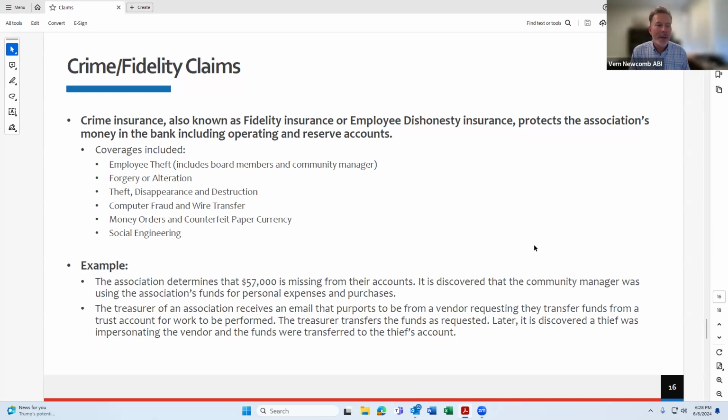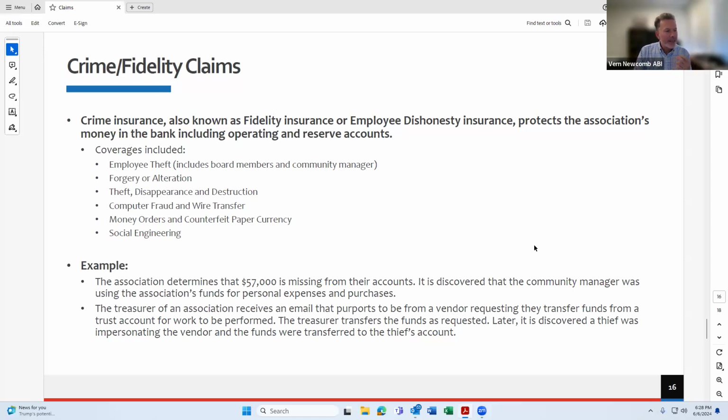One might be that, and I'm not saying anything about CMI because they are probably one of the most diligent in managing funds, but you have a management company where the property manager likes to keep the password of their computer on their desk, and the cleaning crew comes in at night, gets access to it, and ends up transferring funds. That would be computer fraud wire transfer. That's an example of that. In social engineering, that's another one, and we have an example down here.